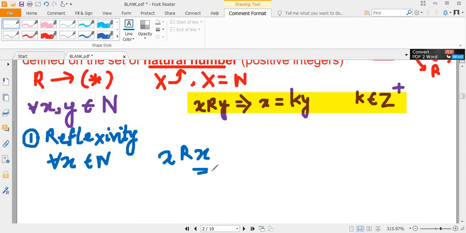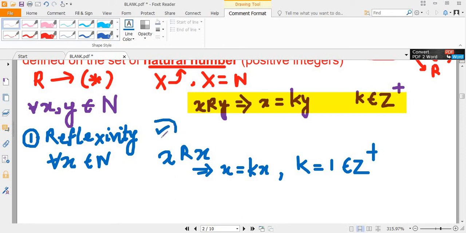What would that mean? That would mean x is related to kx by the definition, by this yellow highlighted definition. Is that possible? Of course that is possible when k is equal to 1. And 1 belongs to the set of positive integers, right? 1 is a positive integer. So it is possible that k takes the value 1. Hence, I can have x equal to kx. That is, any number is divisible by the number itself. Hence, reflexivity holds.